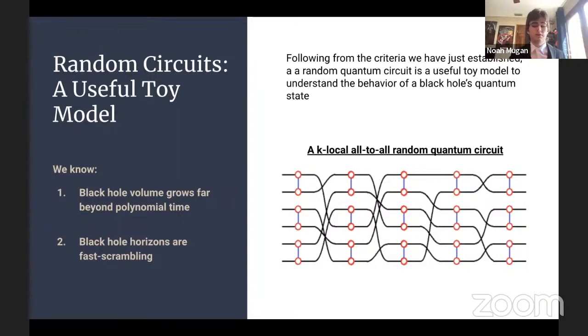Black hole horizons are also fast scrambling, which we will define later, but it means that whatever model we use for complexity must also be fast scrambling. One model that exhibits quantum circuit complexity, which does exhibit these traits, is that of a random quantum circuit, in which every time step, all the gates are randomly paired together by a random gate, and this circuit evolves randomly over time.